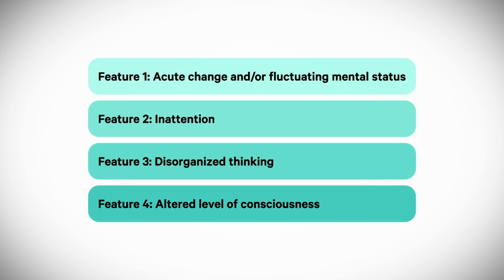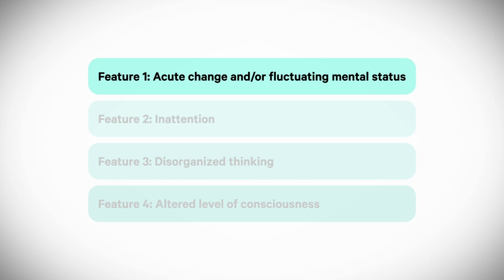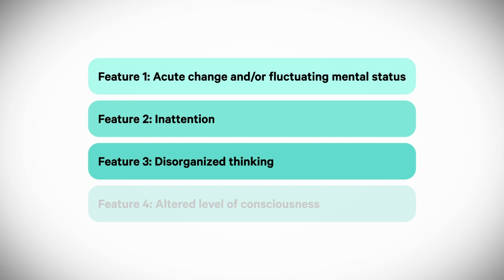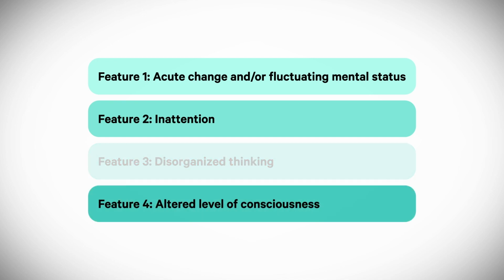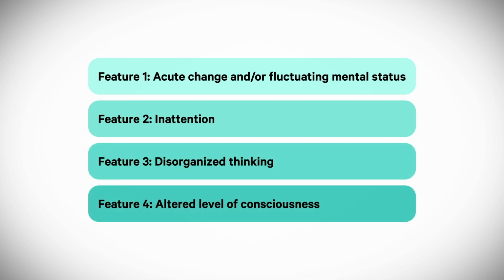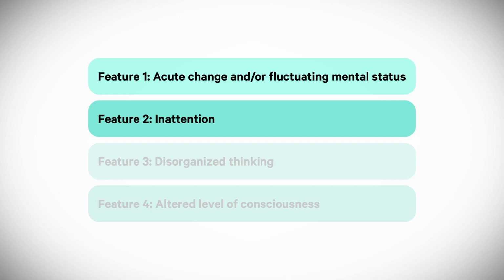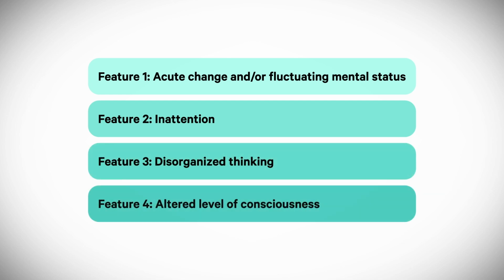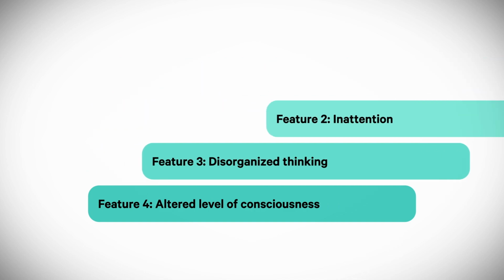For someone to have a positive screen for delirium, you need at least 1 sign of acute change and/or fluctuating course, and at least 1 sign of inattention and either 1 sign of disorganized thinking or an altered level of consciousness. So, they must have features 1 and 2 and either 3 or 4. The UBCam is a smart tool developed to assist in the identification of these features.